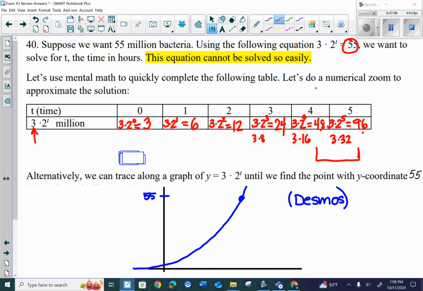So it's not clear, but the numerical value is going to be between 4 and 5 for T. I don't have anything better than that from this table. I could continue to test some numbers in between 4 and 5 if I wanted to get closer. You could use Desmos to graph the function y equals 3 times 2 to the t, and 55 million right here. You could graph that and find where those two graphs intersect and what t value that would be true for, and you would find that that is between 4 and 5.